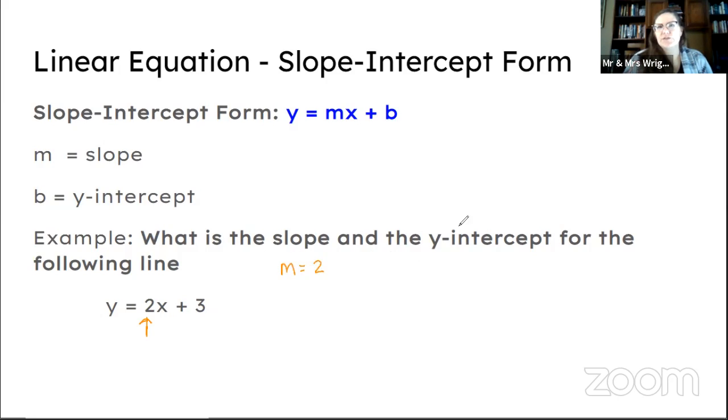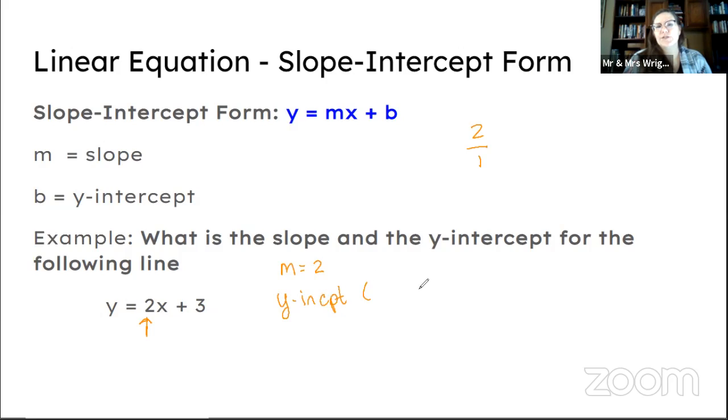But wait, Miss Andrea, I thought the slope was always a fraction, a rise over run. So I see a rise of 2. What's the run? Remember, you can always take any whole number and place it over 1 to make it a fraction. So we have a rise of 2 and a run of 1 when you have just a whole number. So m equals 2. Well, what's our y-intercept?